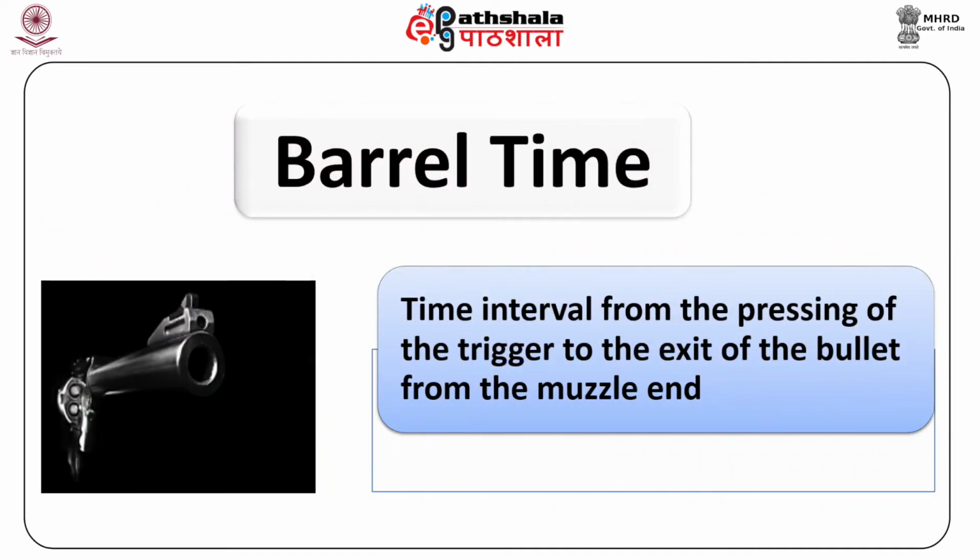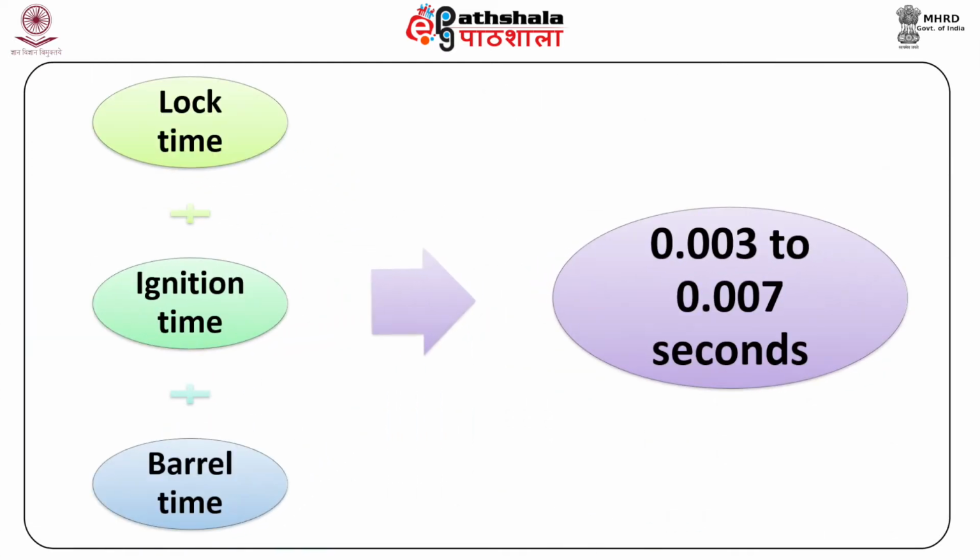Next is barrel time. It is the time interval from pressing of the trigger to the exit of the bullet from the muzzle end. In case of most weapons, it is the lock time plus ignition time plus barrel time, which varies from 0.003 to 0.007 seconds.